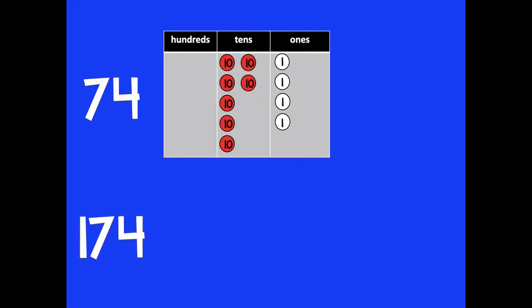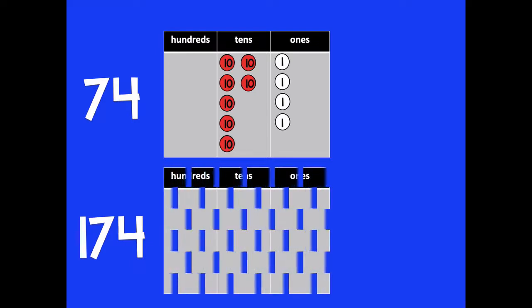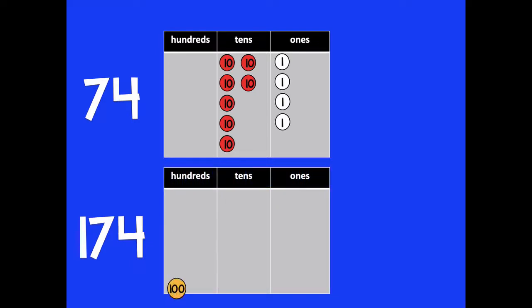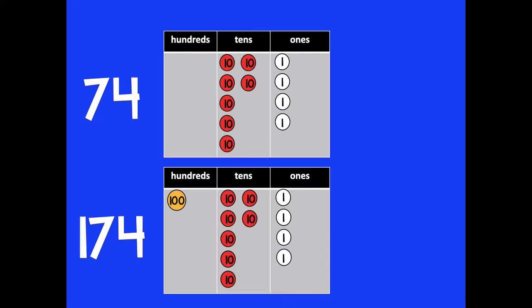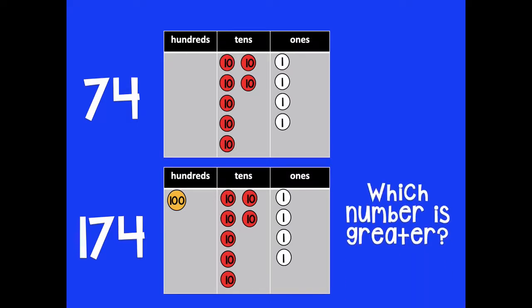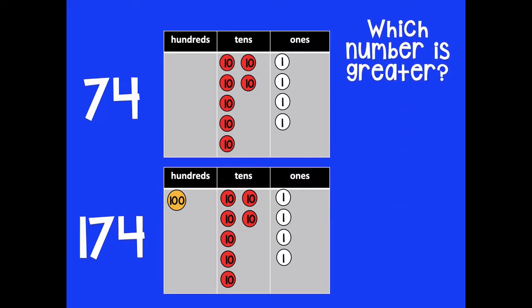All right, our next number is 174. So I'm going to model that on my place value chart. Well, I have 100, then I have 7 tens, and 4 ones. Okay, boy, these numbers look really similar, don't they? They sure do. So friends, what do you think? Which number is greater? So remember, greater means a larger number. So which number is greater, 74 or 174?